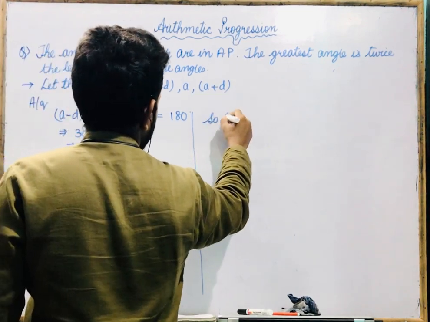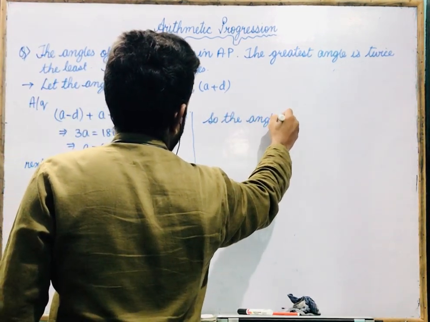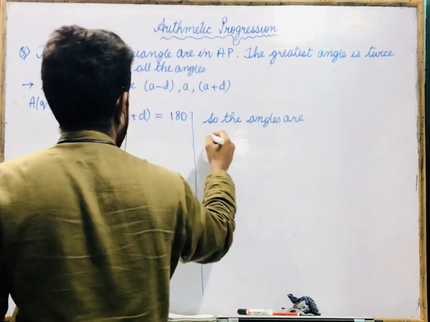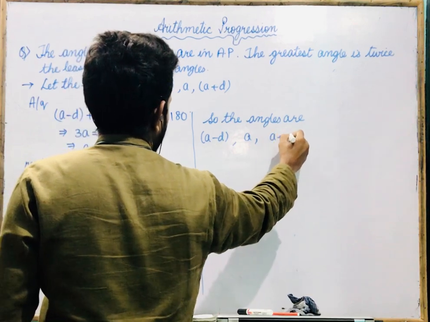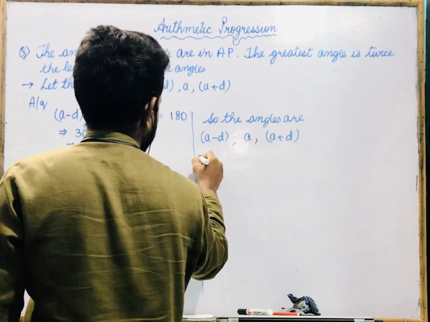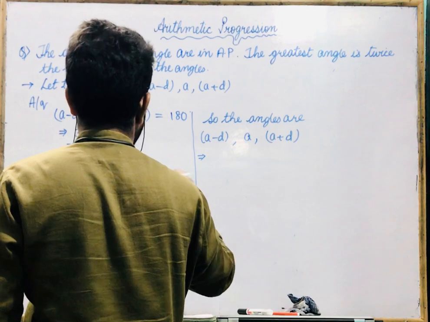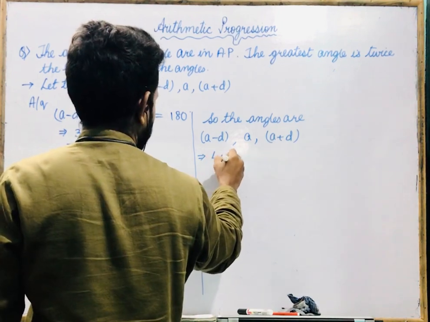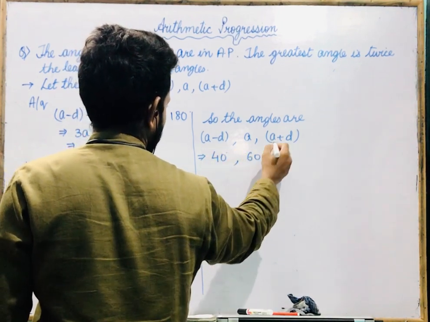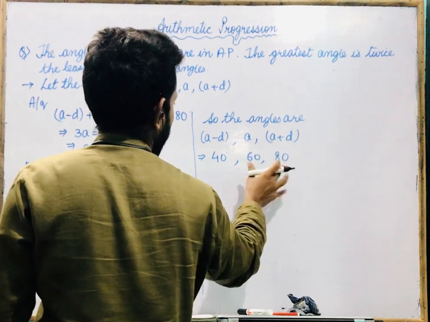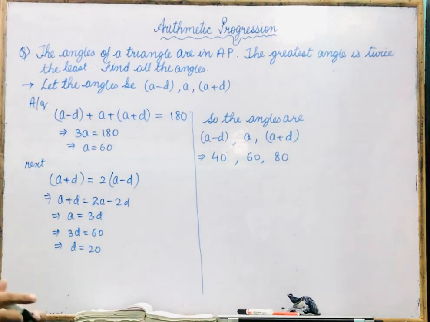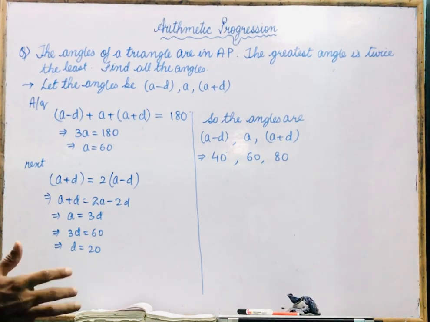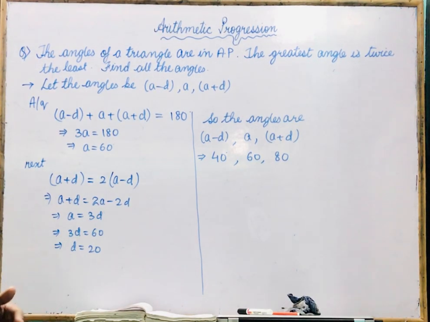So the angles are A minus D, A, A plus D. What is A minus D? 60 minus 20, that is 40. This is 60, and 60 plus 20, this is 80. Is the sum coming 180? 40 plus 60 plus 80, that is 180. Are you getting it?